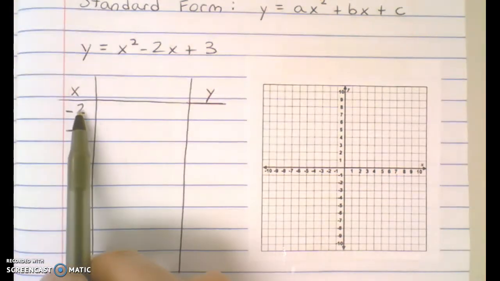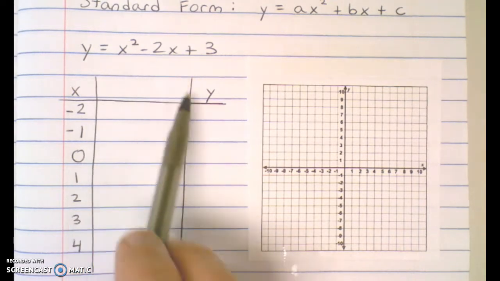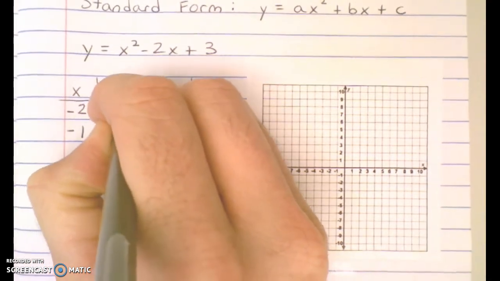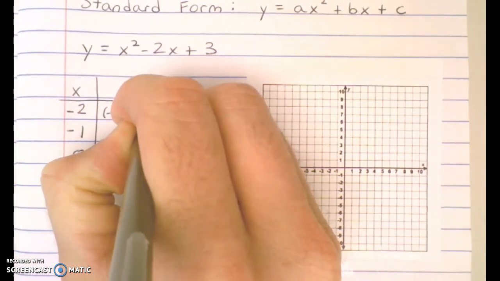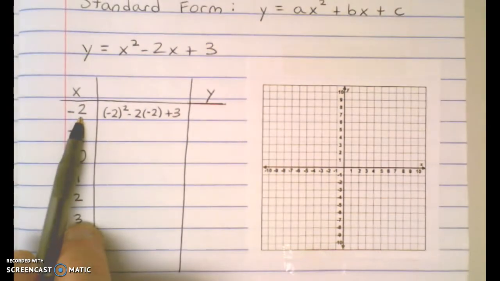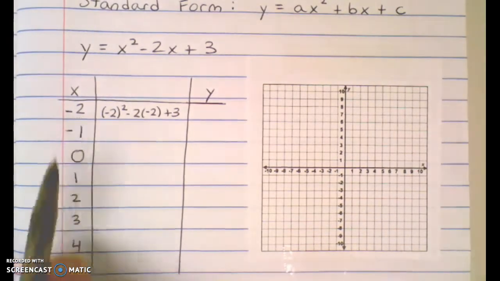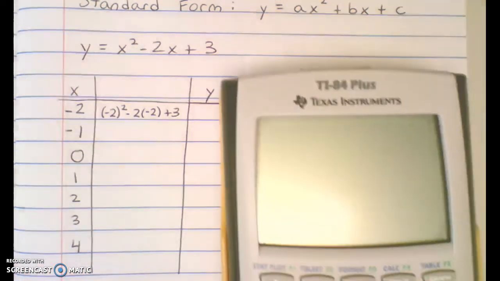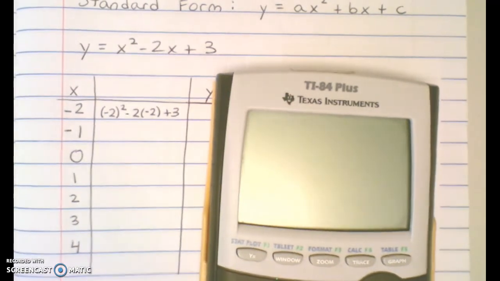So I'm going to take these values, plug them into the equation for x and see what comes out for y. For example, I'm going to plug in -2 squared minus 2 times -2 plus 3. So I just took those values of x and replaced them with -2. On my calculator I can just type in -2 squared minus 2 times -2 plus 3. So when my input is -2, my output is 11.